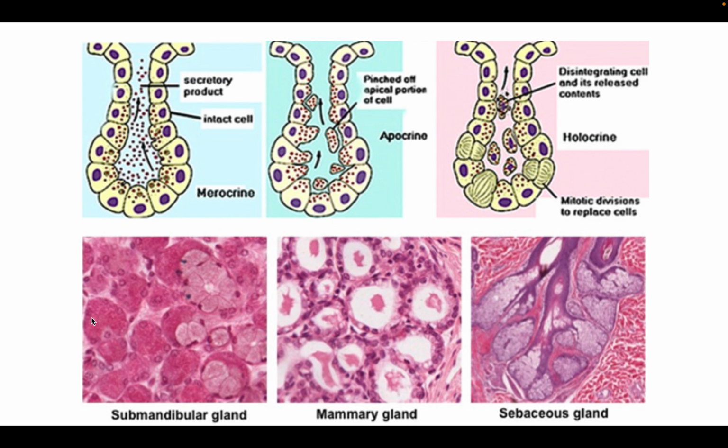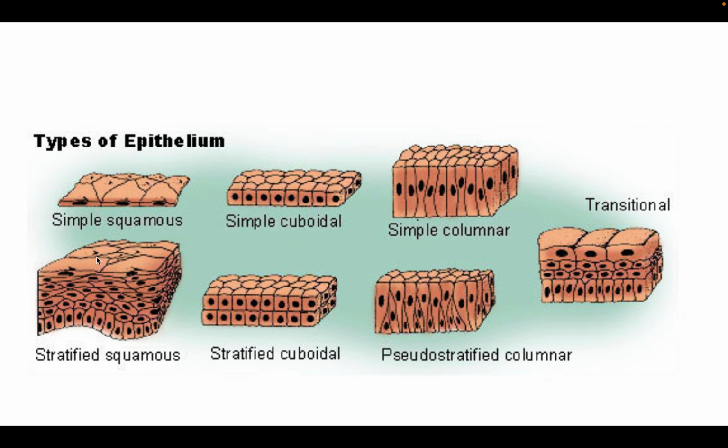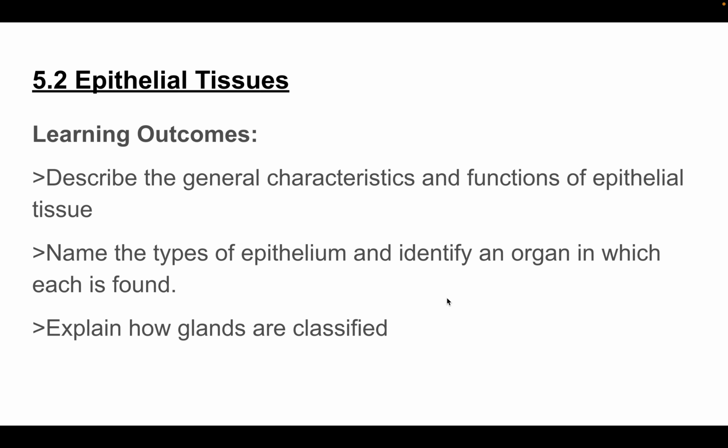All right, so here are the types of epithelium, kind of a nice little summary: simple squamous, simple cuboidal, simple columnar, and then we talked about how they can be stratified. It doesn't have all of them because we're missing the pseudostratified ciliated columnar, and then we have our transitional. And that does it for 5-2 epithelial tissues.